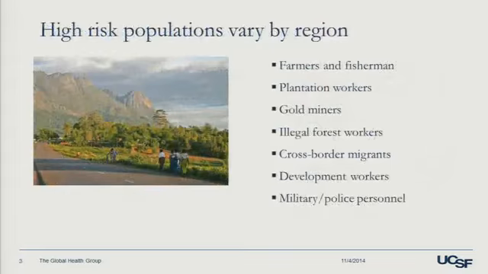So these high-risk populations vary greatly by region, and this is another big issue, that there's no real general way to think about these, and we're trying to help move that discussion along a bit. But these groups vary greatly. They include a lot of individuals that are defined by risk factors due to occupation, due to behavior. These include farmers and fishermen, plantation workers, gold miners in many parts of the world, illegal and legal forest workers. So these are individuals who are occupationally or behaviorally spending time in places where they're more likely to get infected with malaria than the general population.